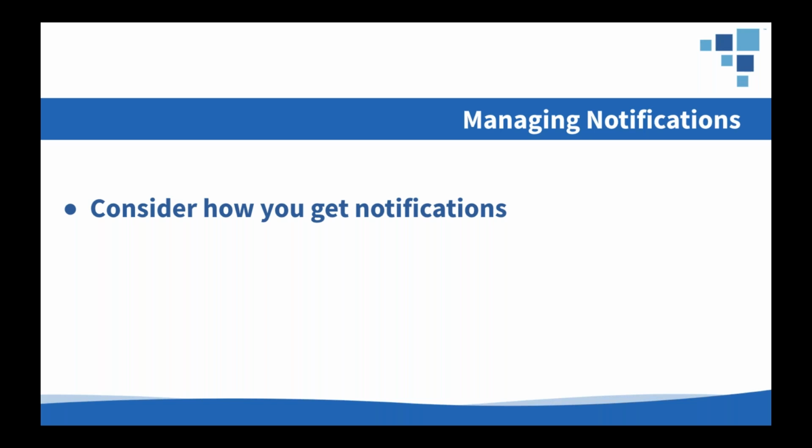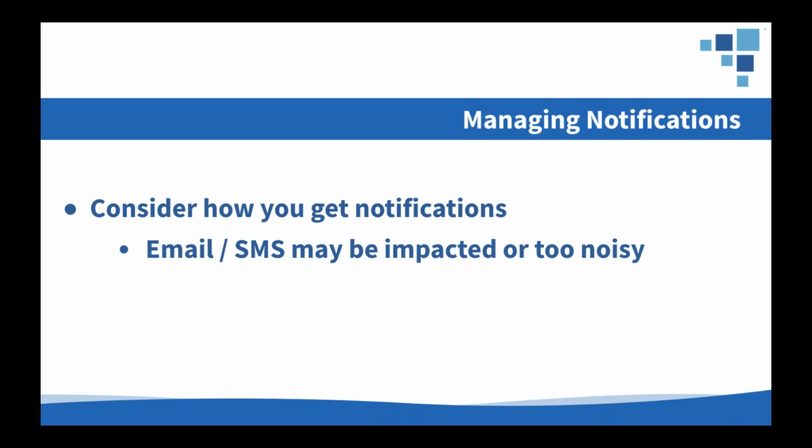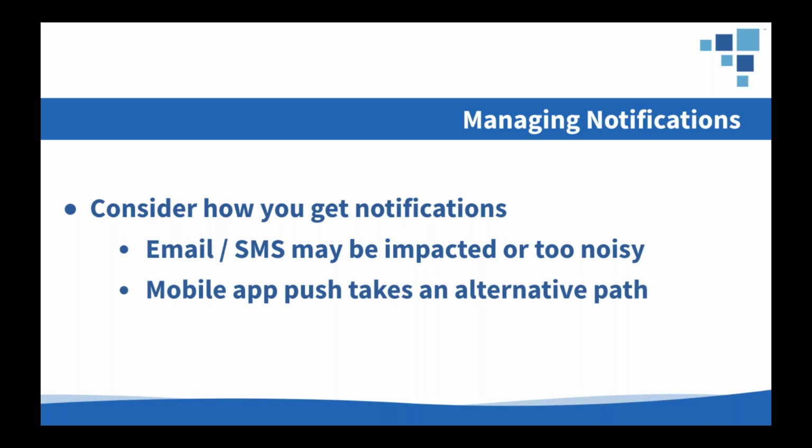So for example, email and SMS are usually the foundations that most notifications are based on, but those might be impacted during a crisis or simply saturated with different kinds of alerts and notifications. So let's think about some alternatives. For example, mobile app push takes an entirely separate path from email, and those can even be initiated from the cloud so that the state of your internal networks or systems can't affect it.